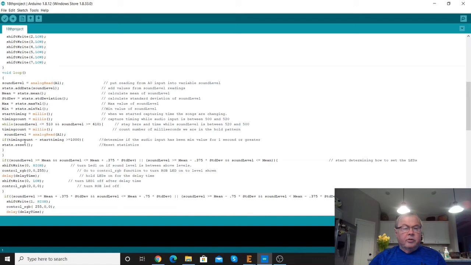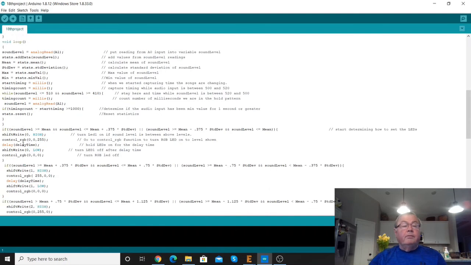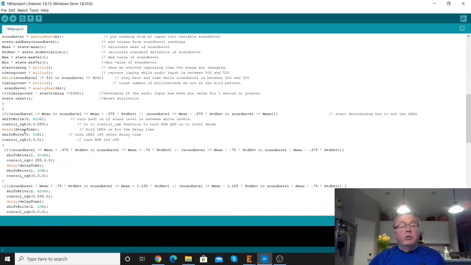And we're going to go down here to an if statement while we're in this while loop and say, if the timing that we've been in this loop minus the time it started is greater than or equal to 1,000 milliseconds, which is a second, we're going to say that we've paused in a song and we want to reset our statistics and start the statistics over again.